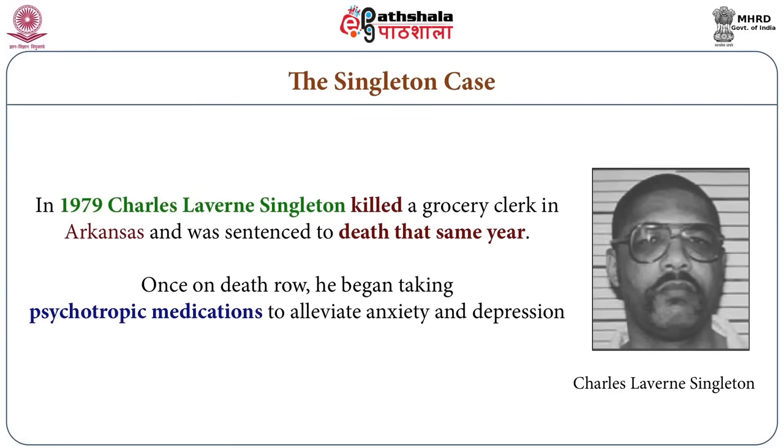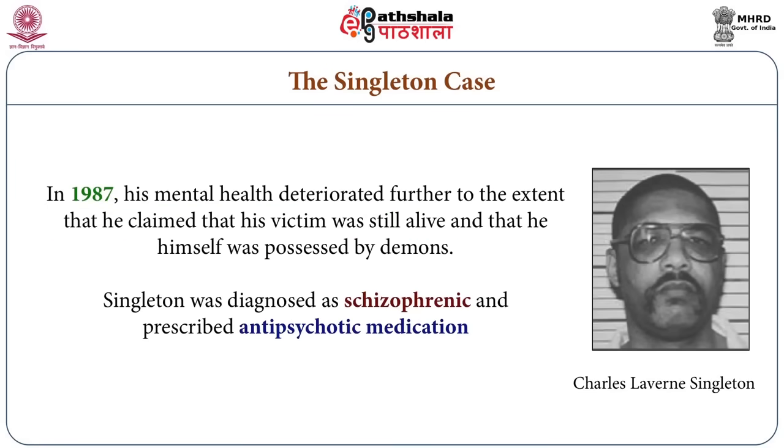Once living on death row, that is in prison awaiting the death penalty to be enacted, Singleton began taking psychotropic medications to alleviate the anxiety and depression that he was feeling. About a decade later, his mental health began deteriorating quite rapidly, to the extent that he claimed that his victim, whom he had murdered, was actually still alive, and that he himself was possessed by demons. Singleton was diagnosed as schizophrenic and prescribed antipsychotic medication.